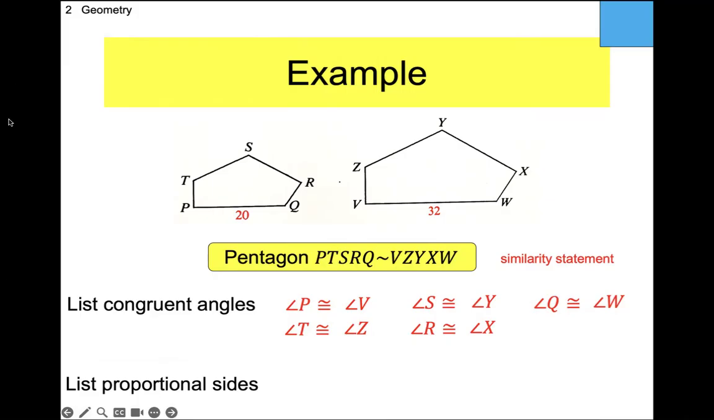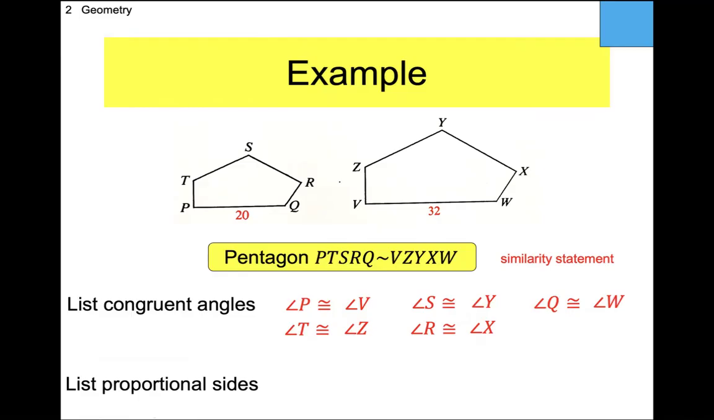What's the next thing we have to do? We have to list the proportional sides. So now we have to make a choice. You can choose either small over large or large over small. And what I mean is not small and large sides, I mean small and large polygon. I have a small pentagon, I have a large polygon. So when I write the proportion, the two ratios that are equal to each other, I choose how to write them. I'm a creature of habit. I always go left over right, so I'm going to do the small polygon over the big polygon.